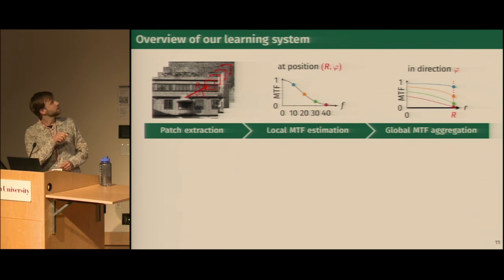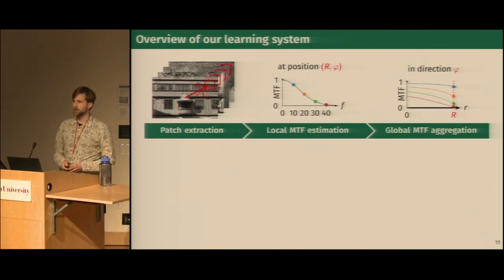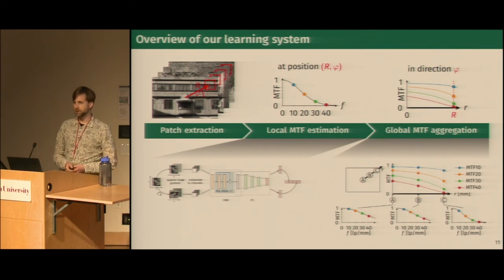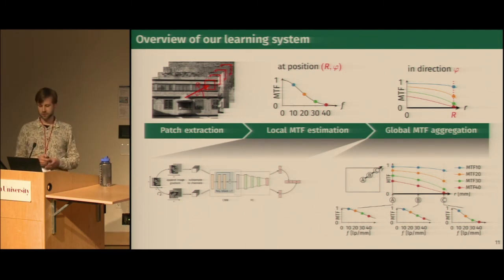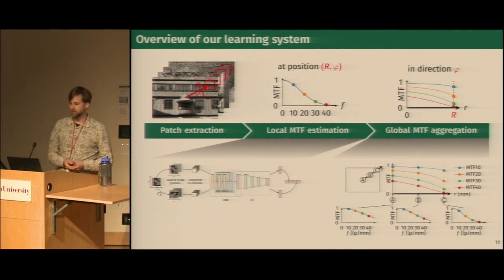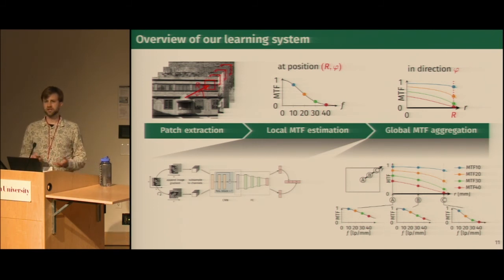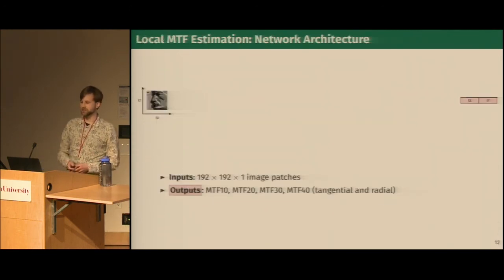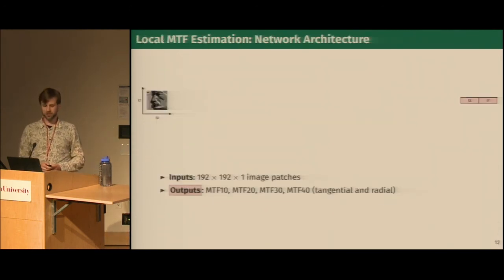In the second step, which gives us these discretized values, we globally aggregate them over the entire field of view. This local MTF estimation will be done with a convolutional neural network and then some fully connected layers that regress into these outputs, while this aggregation will be done, in our case, with Gaussian process regression, but you could use any other regression technique to just accumulate the values and smoothen them to a certain degree. Okay, so how does this neural network architecture actually look?